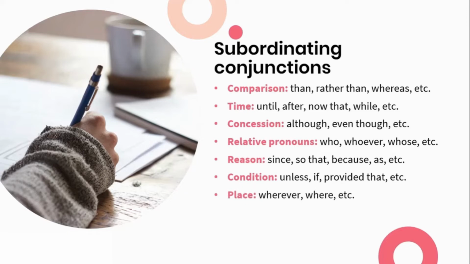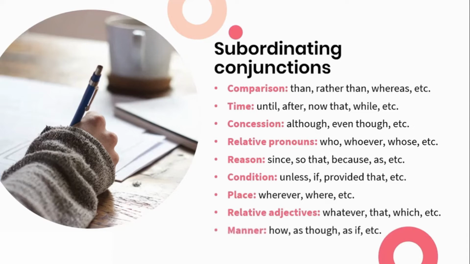Place: wherever, where, etc. Relative adjectives: whatever, that, which, and so on. And lastly, manner: how, as though, as if, etc. These are all examples of subordinating conjunctions. Now, don't worry too much about words like comparison, time, concession, and so on. They're just there to show you that the different subordinating conjunctions have different purposes in a sentence. For now, just take note of the subordinating conjunctions themselves.